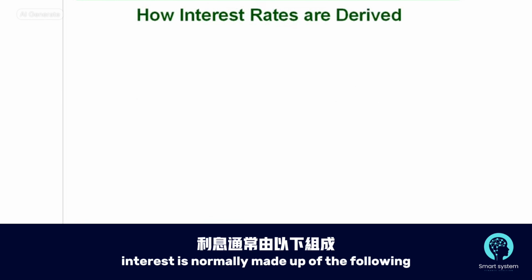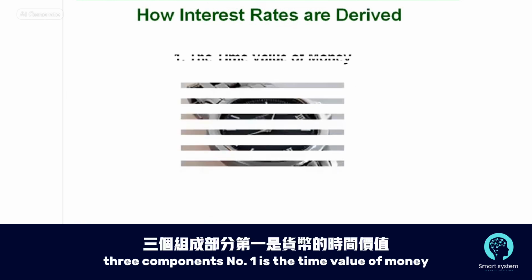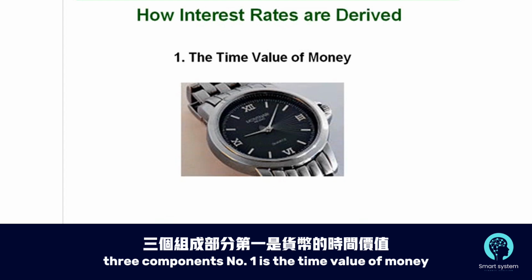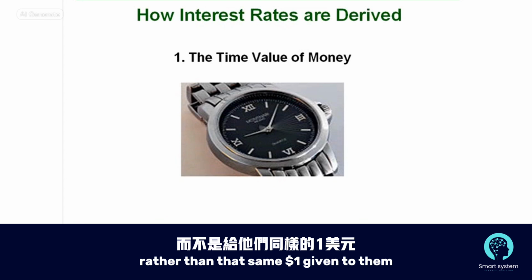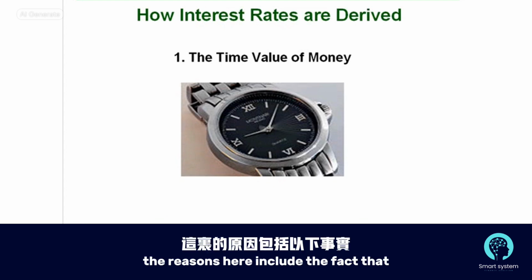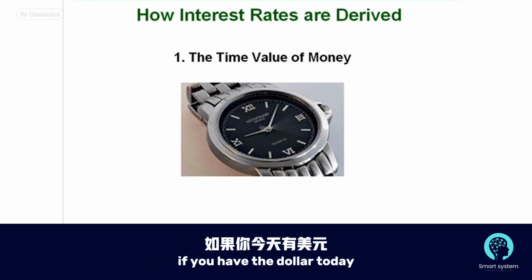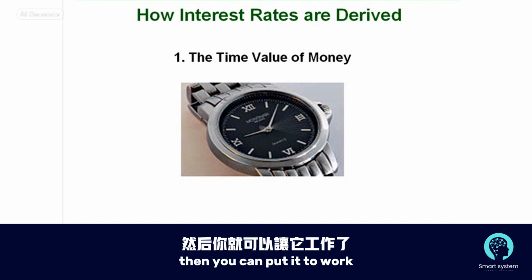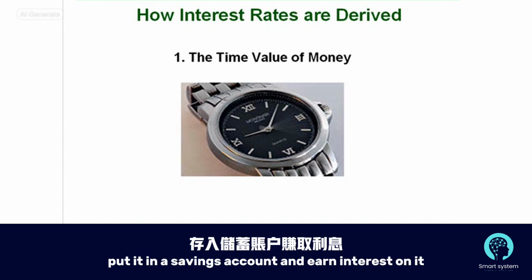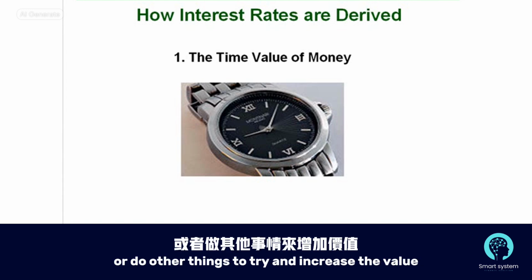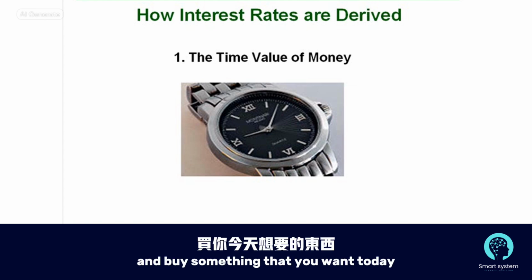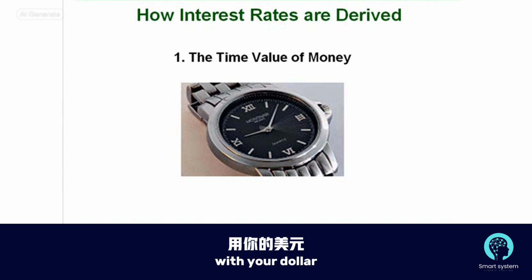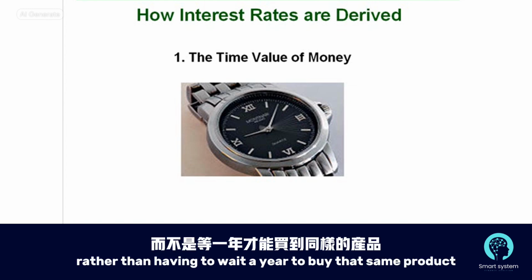Interest is normally made up of the following three components. Number one is the time value of money. Under normal circumstances, most people would prefer to have $1 given to them today, rather than that same $1 given to them 1 year from now. The reasons here include the fact that if you have the dollar today, then you can put it to work, put it in a savings account and earn interest on it, or do other things to try and increase the value of that dollar over the next year. Or you can go ahead and buy something that you want today with your dollar, rather than having to wait a year to buy that same product.